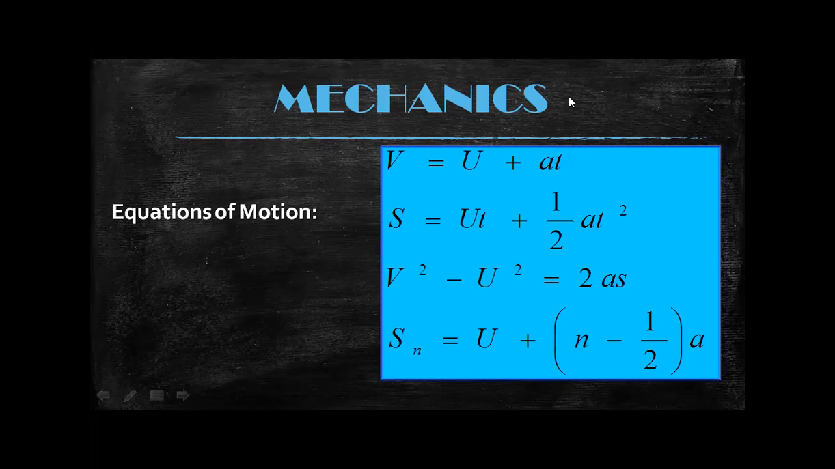So mechanics is one of the main branches of physics, which always deals with the equations of motion, which are related to the motion of the object. It could be freely falling bodies, vertically projected upward, planar motion, straight line motion, Newton's laws, everything. All these topics come under mechanics. So to understand the basics of mechanics, we need to begin with the equations of motion.